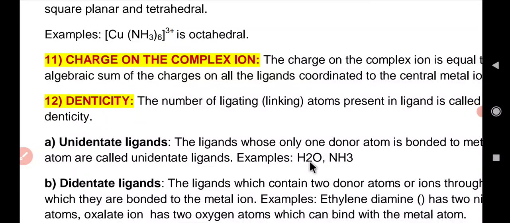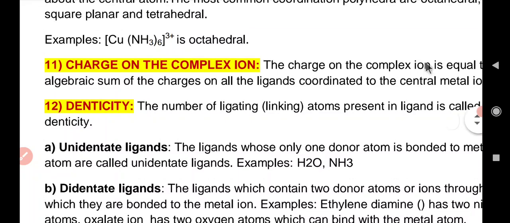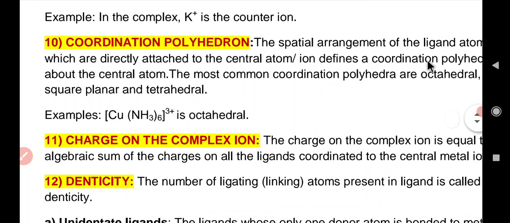Good morning, children. We are once again back on the same chapter, that is coordination compounds. If you remember, in the last chapter, we had discussed the central metal ion and the charge on the central metal ion and that of the ligands. There we discussed coordination polyhedron.